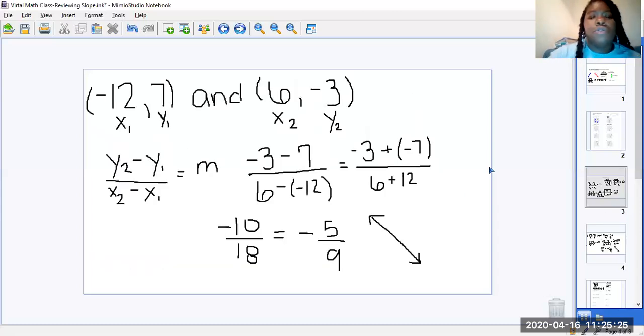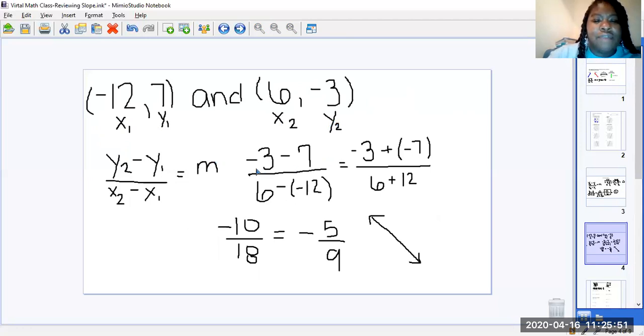So now what we've done is we've done another example here. We just followed the same rules. We named our numbers or assigned our coordinates. We did -12 is x1 and 7 is y1. We said 6 was x2 and -3 was y2. We just plugged and chugged our numbers in.